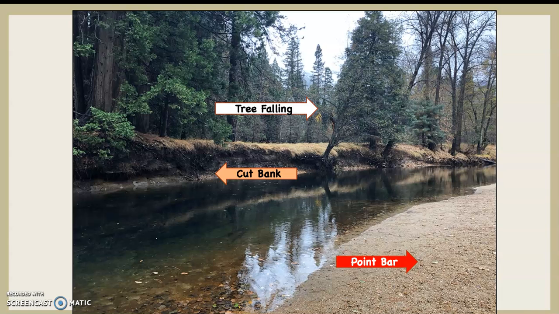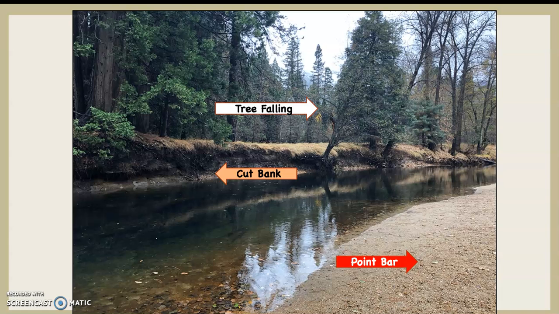So this is a real picture. This is the Merced River in Yosemite National Park. If you look on the bottom right, on the red arrow, you can see the point bar. That's all depositional material. Then you can see, if you look carefully, as you go out in the water, if you're going to wade out in the water, you can see the water gets deeper as you go over towards that other bank, which I have that kind of orangish arrow pointing towards it, which is the cut bank.